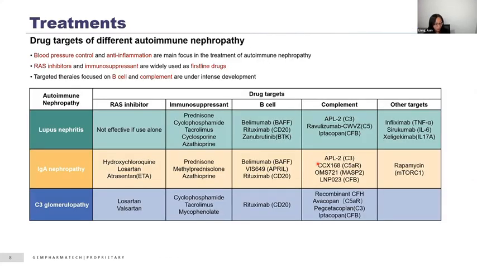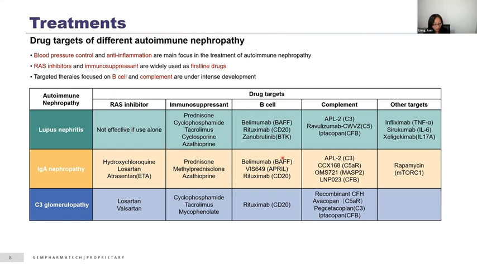The treatment of autoimmune nephropathy usually involves blood pressure control and anti-inflammation. So medicines affecting the renin-angiotensin system and immunosuppressants are widely used as first-line drugs. Since autoantibody production and complement activation significantly contribute to the disease progress, targeted therapies focusing on B cells and complement are under intense development.